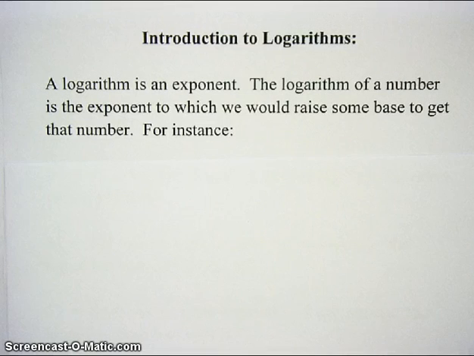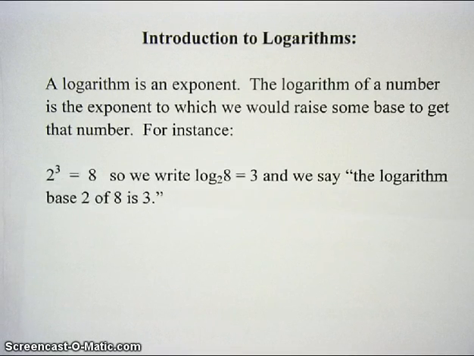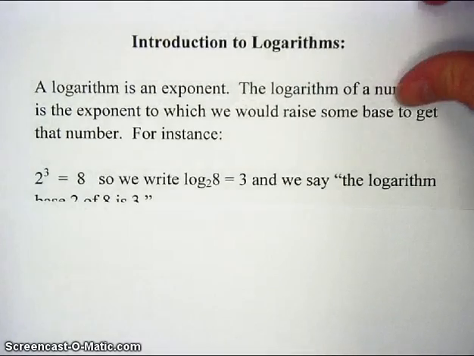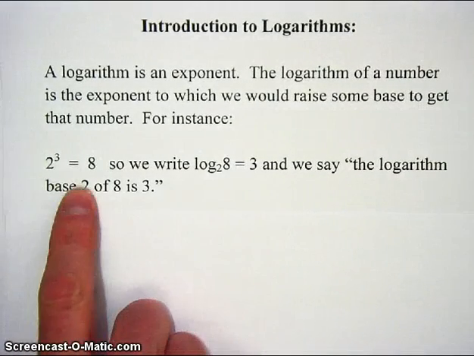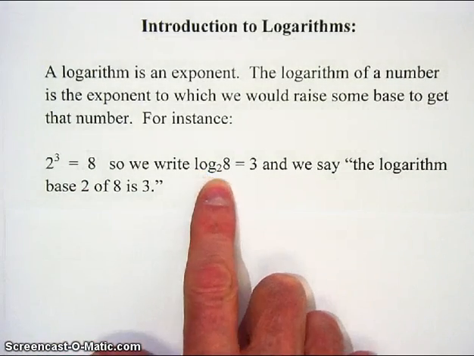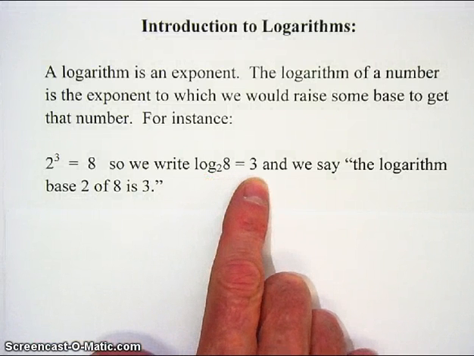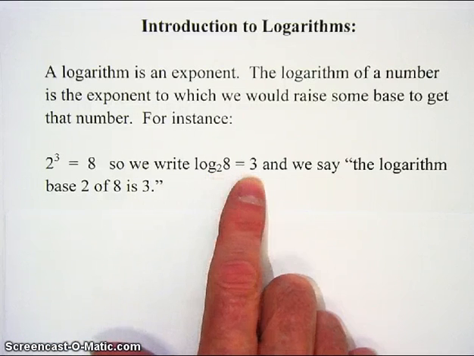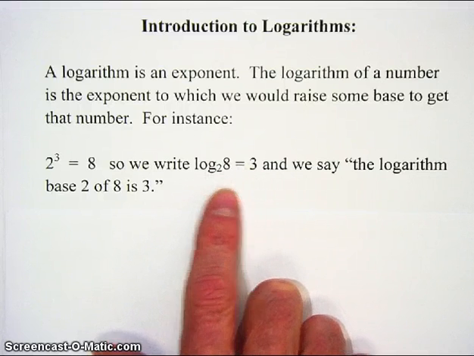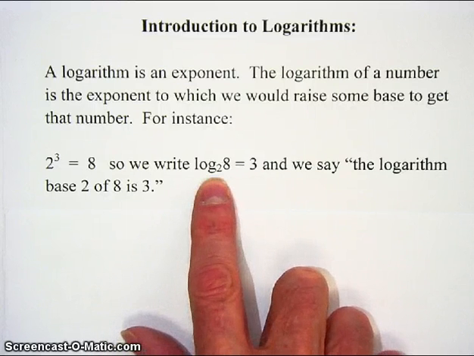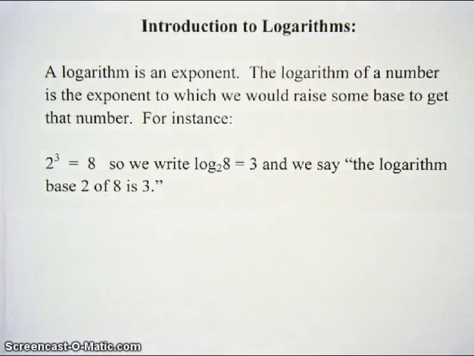Logarithms, quite simply, are exponents. A logarithm of a number is the exponent to which you would raise some base to get that number. For example, if you look at 2 to the third power, that's equal to 8. You can rewrite this equation in this form: the log base 2 of 8 equals 3. Sort of brings the exponent down and gives it some kind of pride of place right there. And we say the logarithm base 2 of 8 is 3.